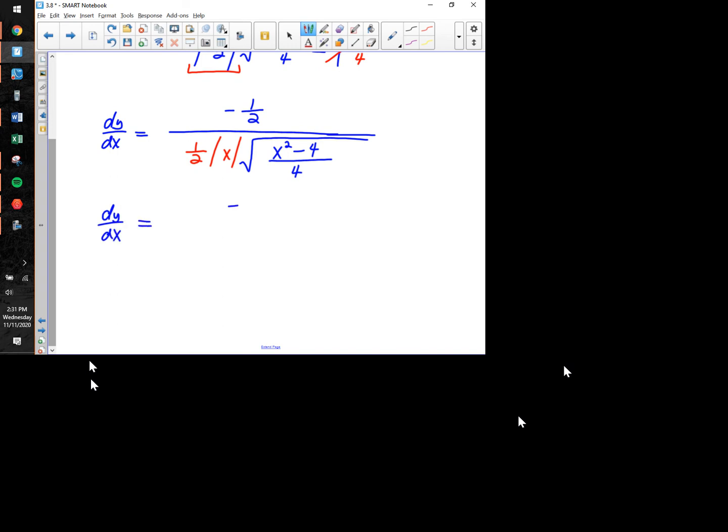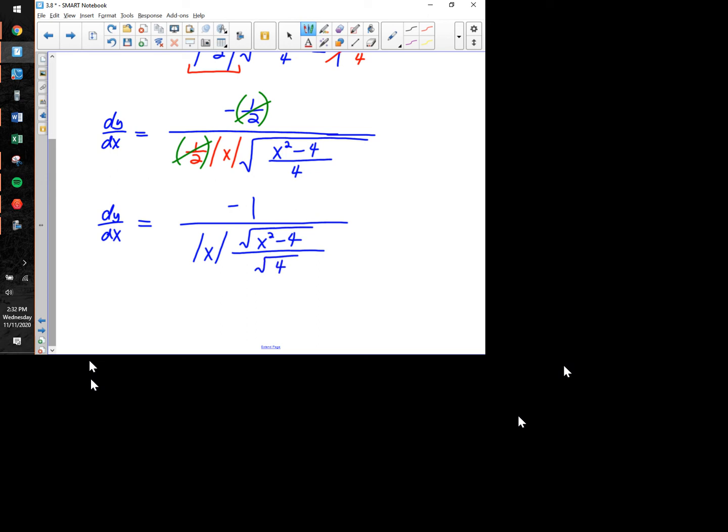dy dx equals, I still have, actually, now I think you can see one thing we're going to do. There's a factor of 1/2 on the top, a factor of 1/2 on the bottom. They just cancel each other out. Now, the negative didn't go away, so now I do have that negative 1 up on top, but hey, that's some progress. The absolute value of x leads off. And now in the denominator, you've got the square root of a fraction, which can be broken up into the square root of the numerator, x squared minus 4, over the square root of the denominator, which is 4.